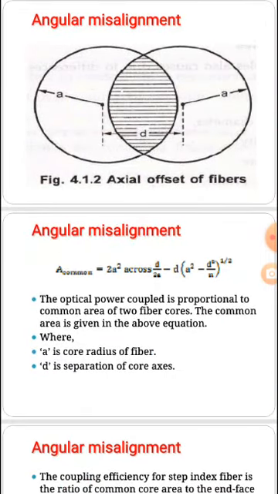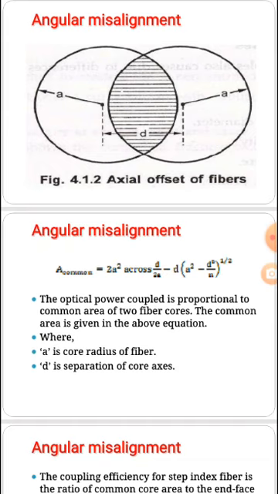Now, we can express this one mathematically. There's the angular misalignment. There's A common. A common is very important, which is responsible for the power transfer. That is expressed in terms of 2A square cos inverse D by 2A minus D by 2 into A square minus D square by A to the square, power 1 by 2. That is a square root of that one.